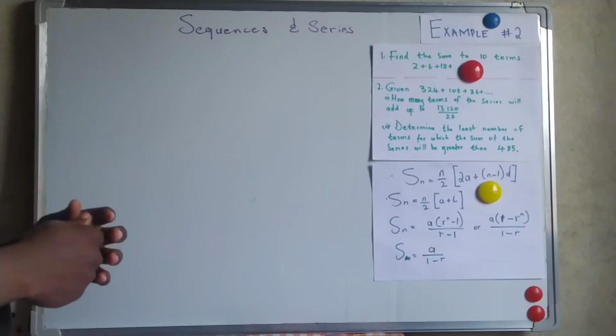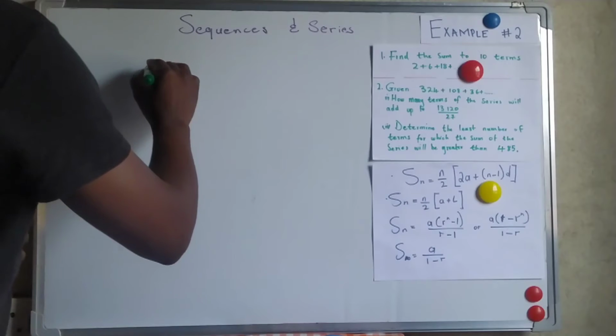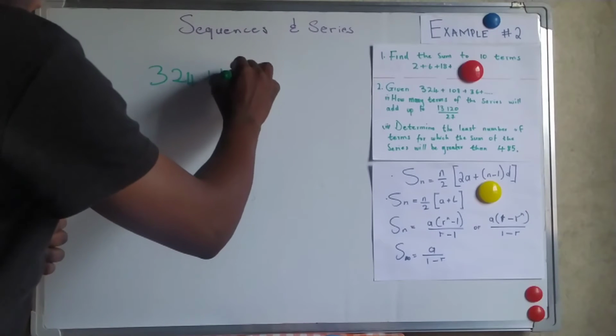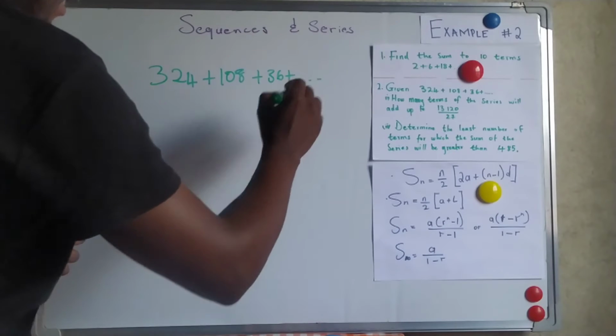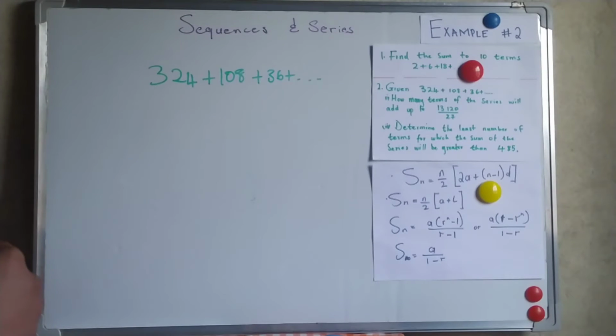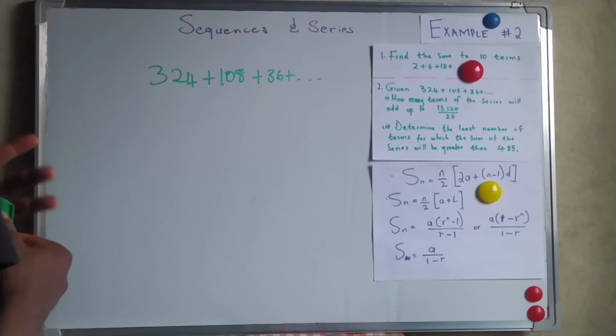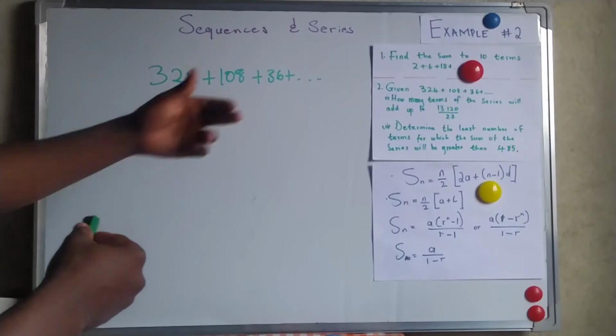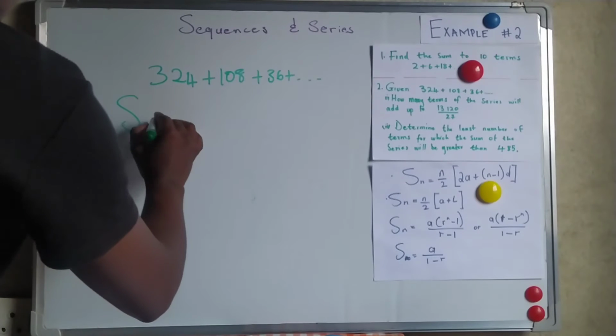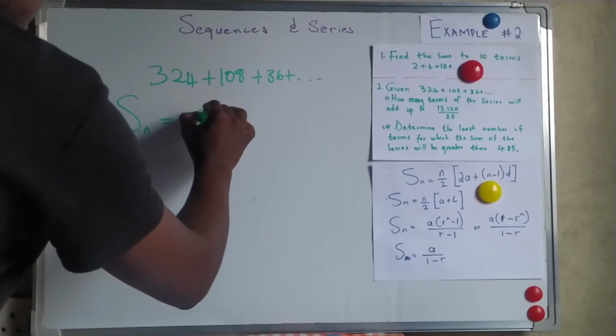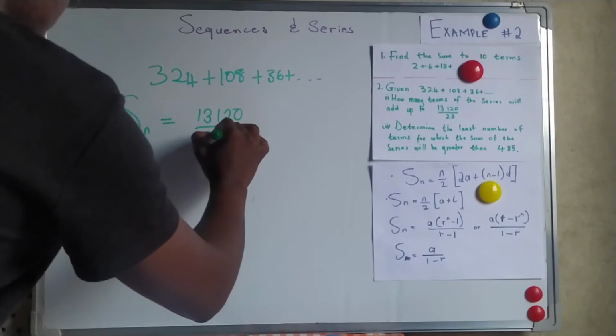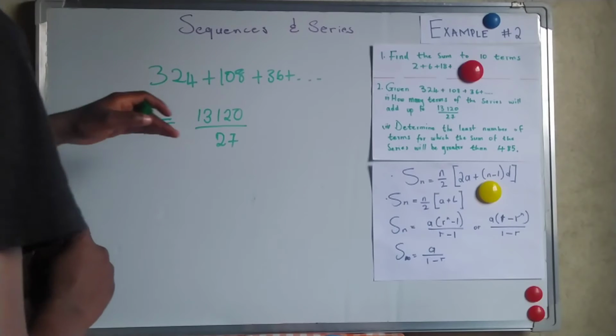Okay, so here's our second example. It says given this series, which is 324 plus 108 plus 36 plus etc. The first question asks, how many terms of the series will add up to 13,120 over 27? So what they're essentially asking is how many terms to get to the sum. The sum that we are interested in is 13,120 over 27. Okay, so how many terms will add up to this?